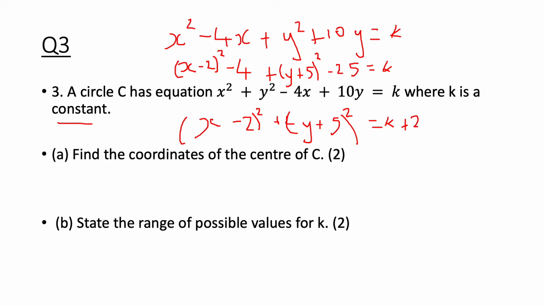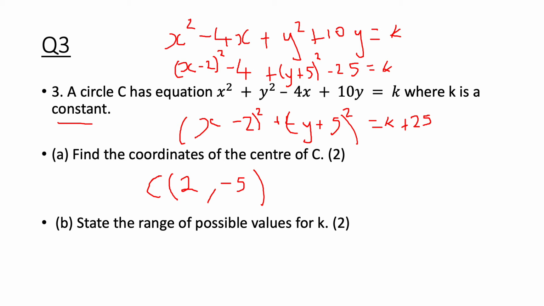Okay, so that is my answer there for the completing the square. Now find the coordinates for the center. So the coordinates of the center are going to be 2, -5. So it's always the opposite signs in the first half of the circle equation. So the opposite of -2 is +2, and the opposite of +5 is -5. So it's x minus 2 all squared plus y plus 5 all squared is equal to k plus 25.